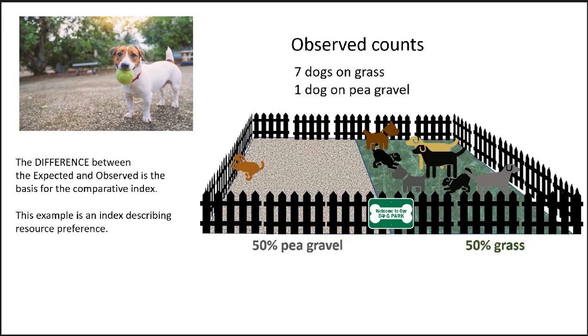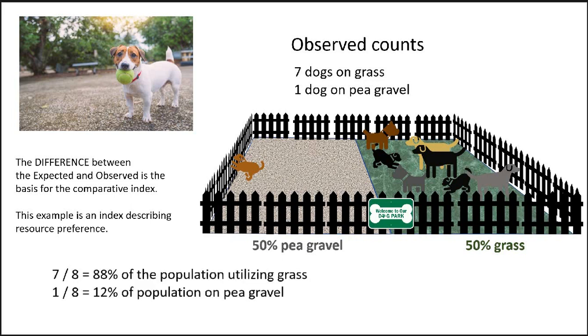So what we see when we go out and observe our population is that 7 of the dogs are on grass and only 1 dog is found on the pea gravel. It's a simple calculation to divide 7 observed on grass into the whole population of 8, which results in 88% of the population utilizing the grass, and then the inverse, 12% using pea gravel.